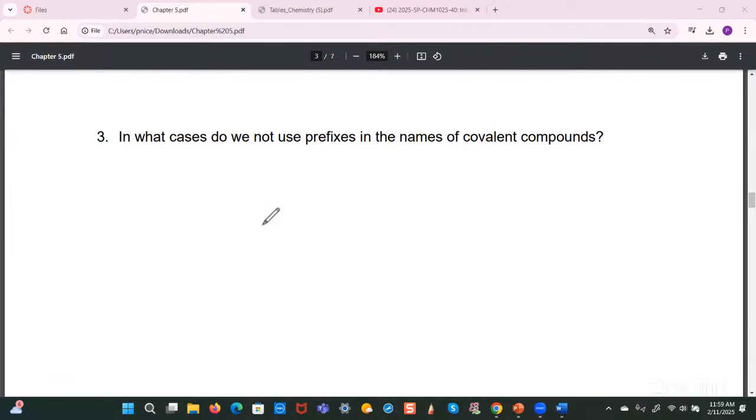But there's another situation where we do not use prefixes. And that is what? In the case of binary molecular compounds, if the first element has only one atom, then we do not use any prefixes for that element, right? So those are the only two instances when it comes to binary molecular compounds that we do not use prefixes, right? Okay, let me scroll down here to see what's up next.